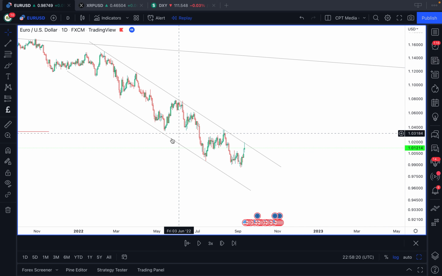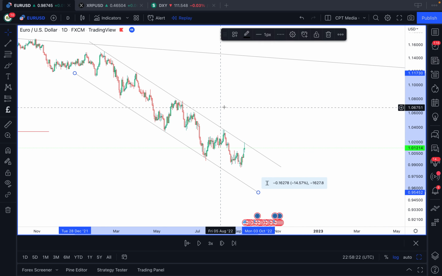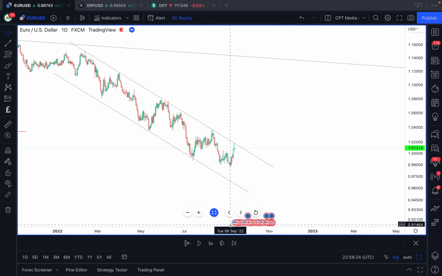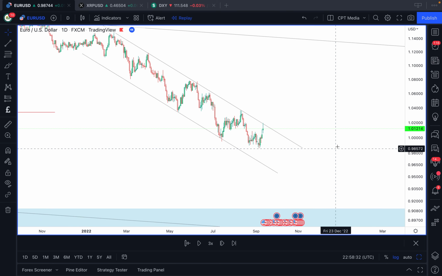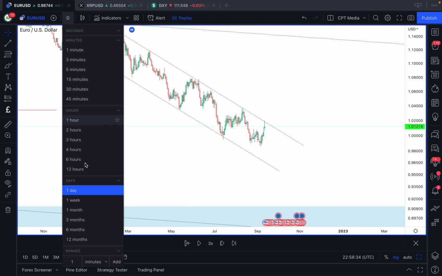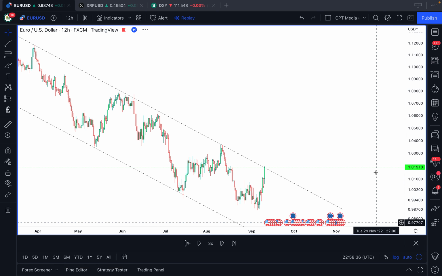Again, this is on higher time frames, so you're less likely to see manipulation take place, much less often than you'll see on maybe the lower time frames, such as 1 hour or 4 hour or 15 minutes, etc. So now we've come into this zone. Let's scope down to the 12-hour time frame.